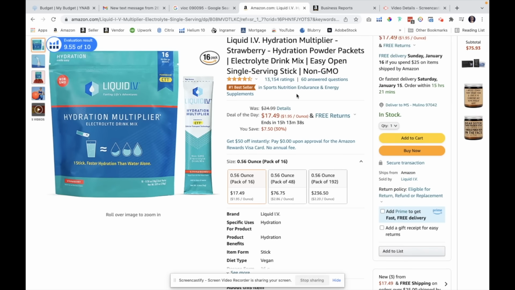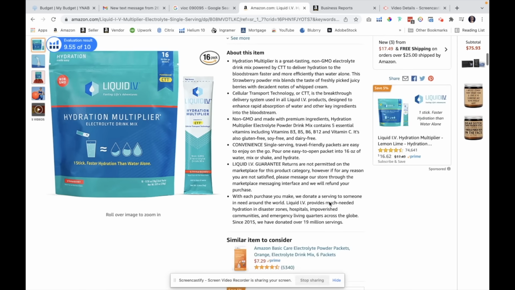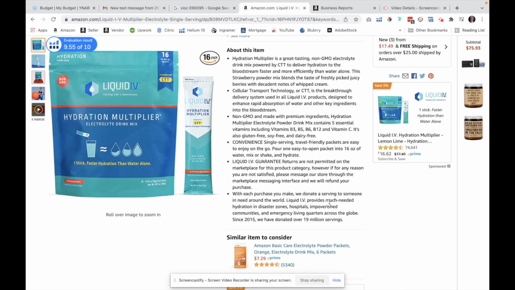This is number one in sports and nutrition, endurance and energy supplements. So they are at the top of the hydration packets for sure. I see them all over Costco. So could be millions of dollars you left on the table just because you didn't show the back of your bag. So huge pet peeve for me.